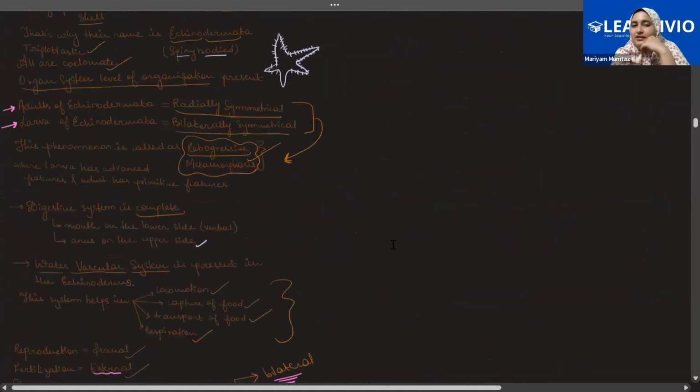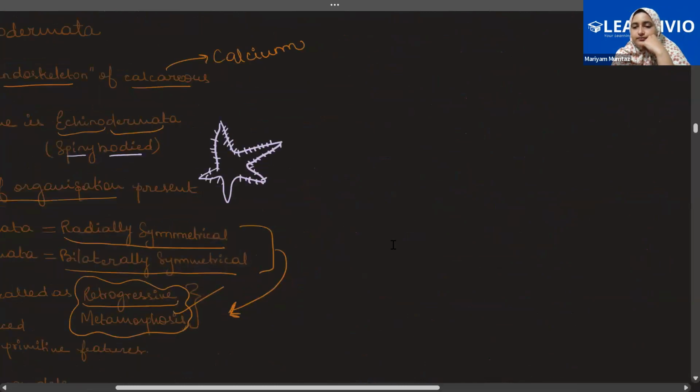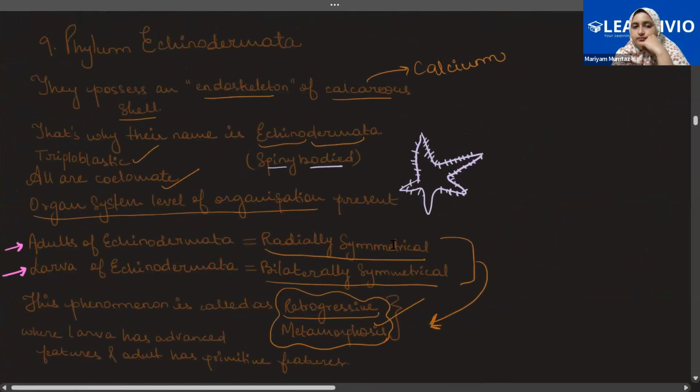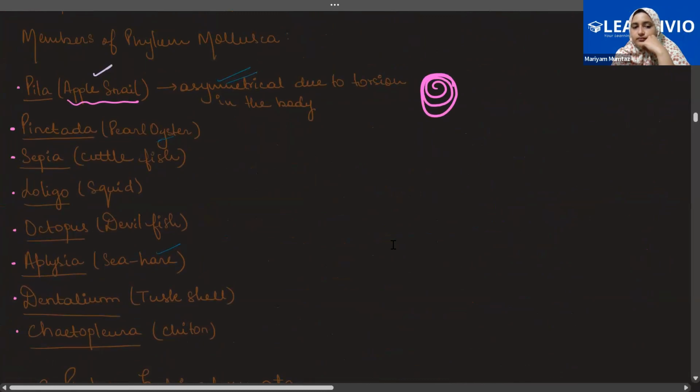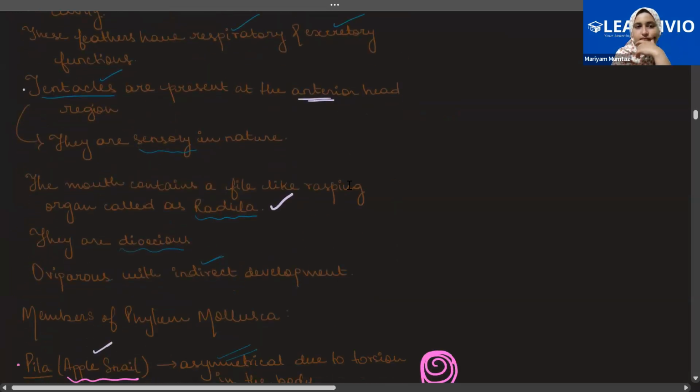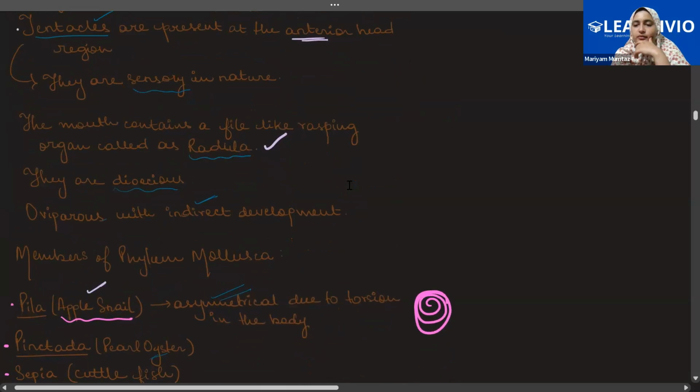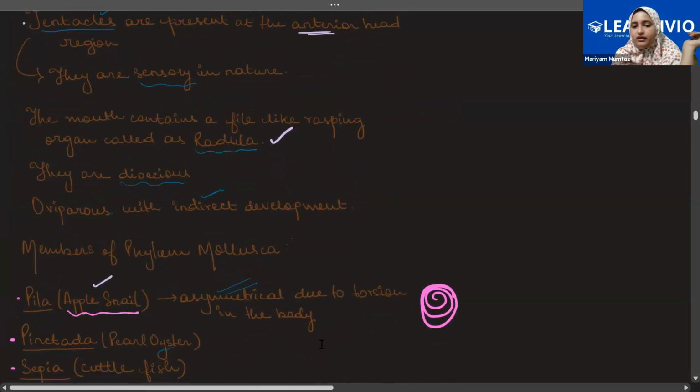Phylum Mollusca examples were also done, right? No, ma'am, halfway the time got over. During the example time. After the tentacles are present and the anterior tentacles head. Okay, from here you people can switch off your videos and write down comfortably.